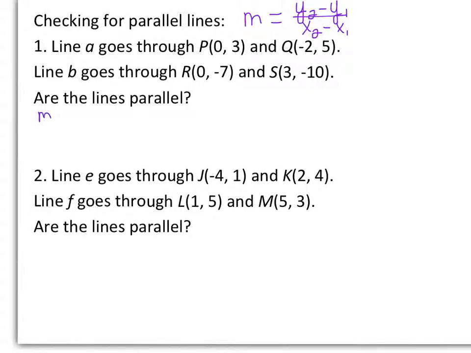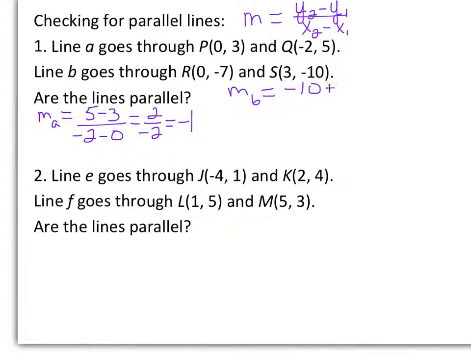So first, let's find the slope of line A. I'm just going to say m sub A, and I will do change in y over change in x. I get 2 over -2, which reduces to -1. Then for my slope of line B, again, change in y. Now here, -10 minus -7 will become a negative 3 over change in x. So I get -3 over 3 or -1. So yes, my two lines are parallel.